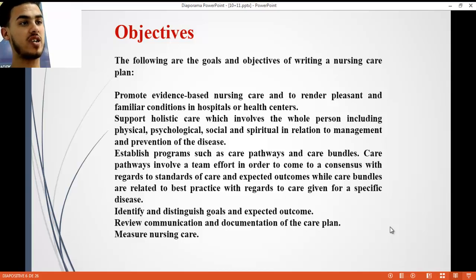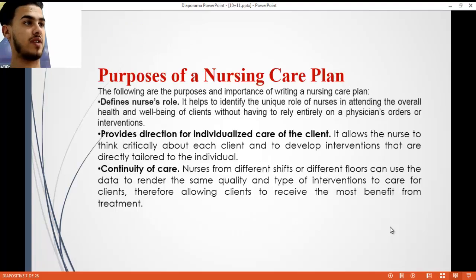Establish programs such as care pathways and care bundles. Care pathways involve a team effort to come to a consensus regarding standards of care and expected outcomes, while care bundles are related to best practice regarding care given for a specific disease. Identify and distinguish goals and expected outcomes. Review communication and documentation of the care plan. Measure nursing care. So these are all the objectives behind writing a good nursing care plan.